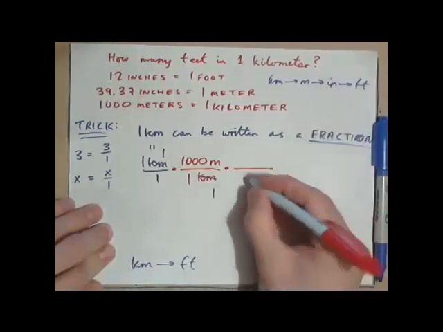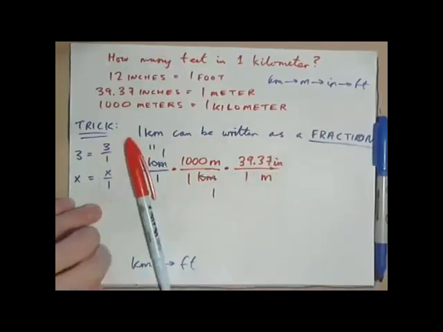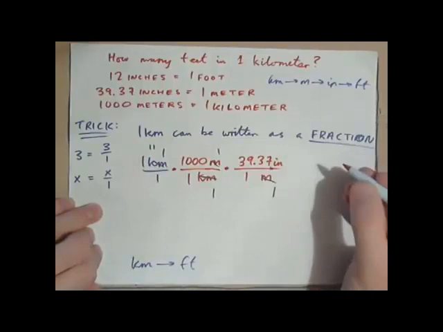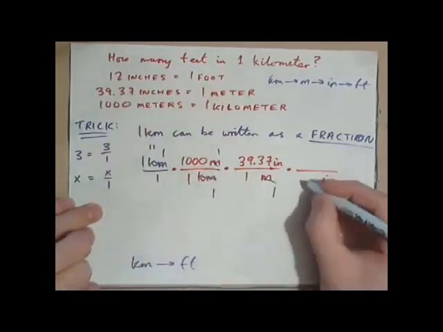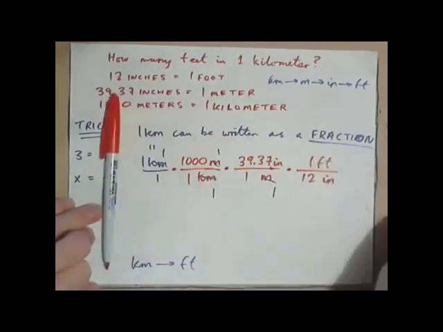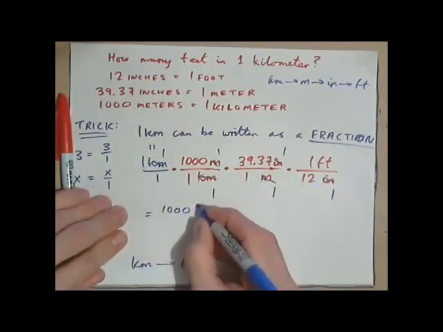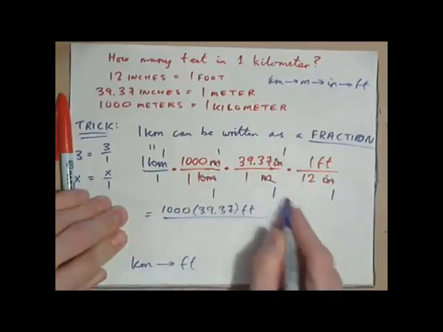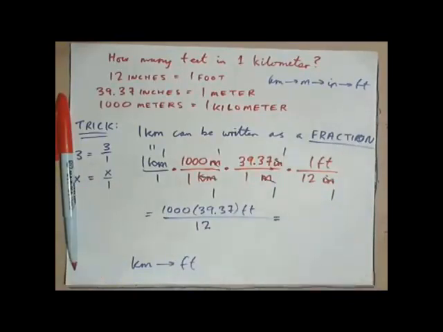So we have 1 meter is the same as 39.37 inches, right? Now the meters cross cancel, and now we're at inches. We want to go to feet, so get rid of the inches, multiply that by a unit fraction with inches on the bottom. 12 inches equals 1 foot. 12 inches is the same as 1 foot, so the inches cross cancel, and what we get is 1,000 times 39.37 times FT all over 1 times 1 times 1 times 1 times 1 times 1 times 1 times 12. Okay, and put that in the calculator, and you should get the answer.